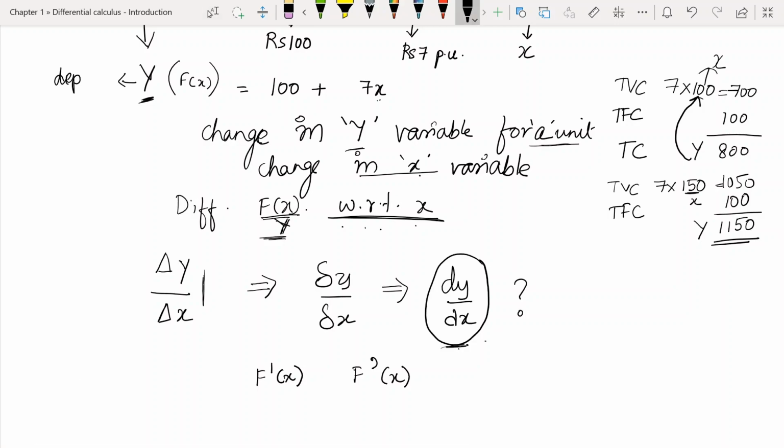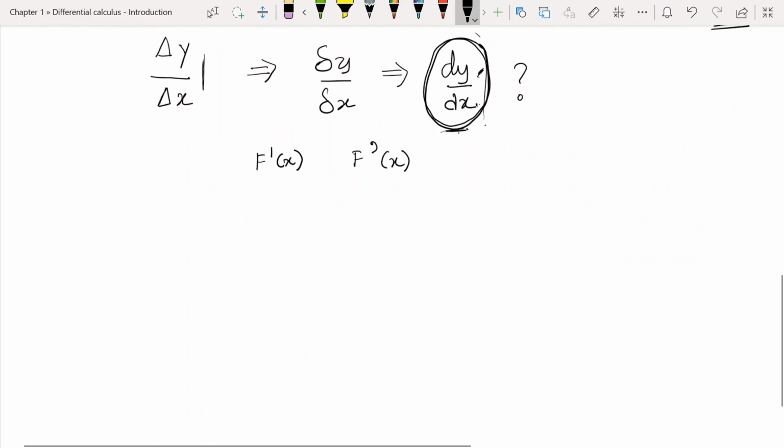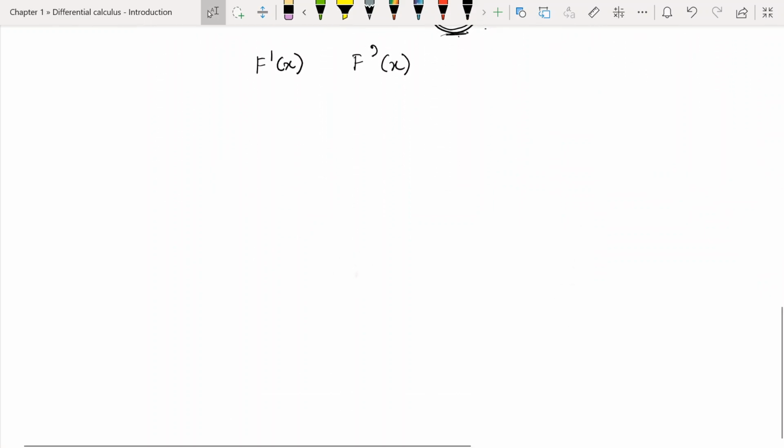So this is where we left. dy by dx, we said, is nothing but the change in the y variable for every unit change in x. So we are going to learn how to find dy by dx in this video. In our lecture 2, we are going to learn how to find f dash of x, or the value of dy by dx. So let me repeat, dy by dx is nothing but the change in the y variable for a unit change in the x variable.